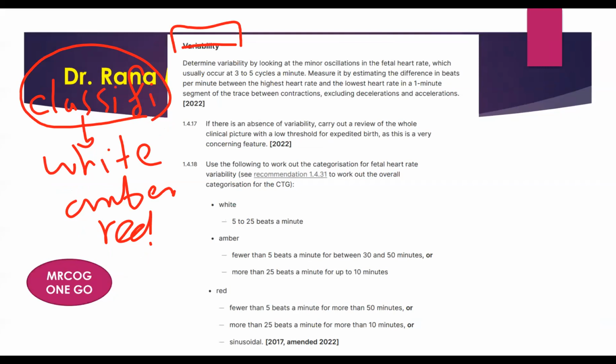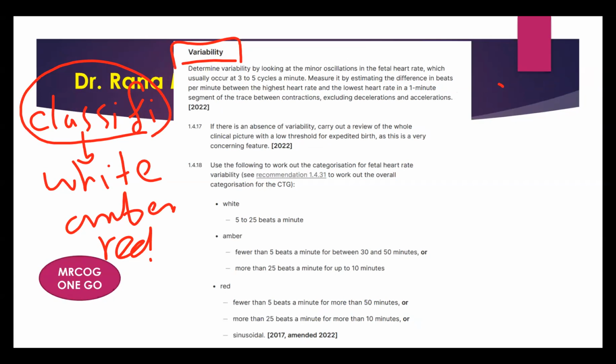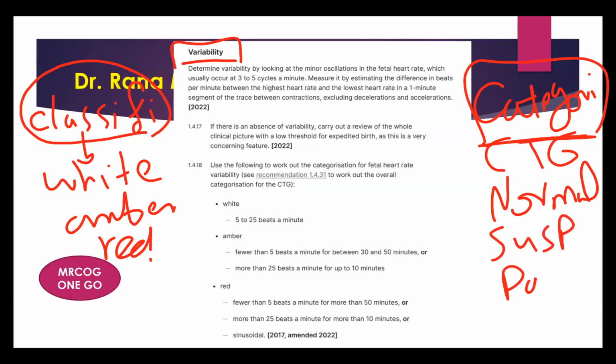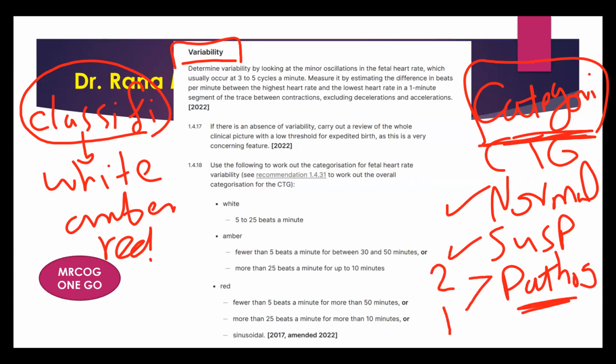What about the categorization? This is categorization of the whole CTG. Normal, suspicious, and pathological. Yes, very well done, Monica. So we will count the white, amber, and red. If it's all white, we can say the categorization is normal. If we have one amber, at this time it's suspicious. If we have two amber or one red, it will be pathological.